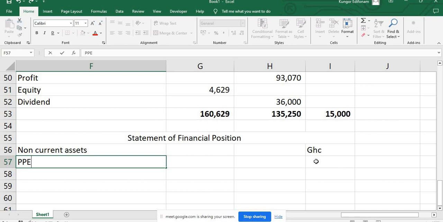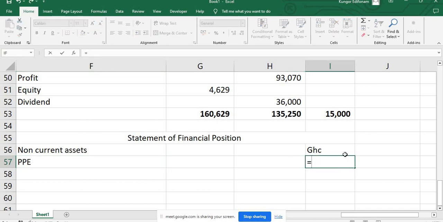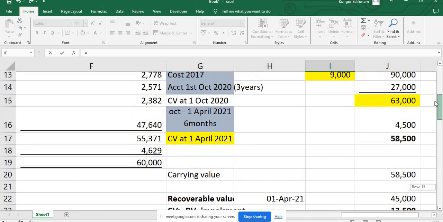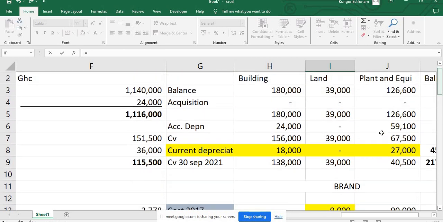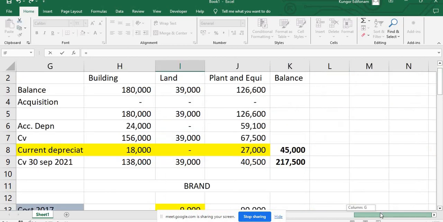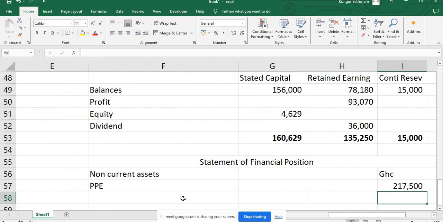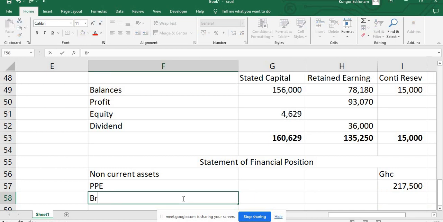So the PPE, we are going for the PPE figure. The PPE figure is here. So this is the PPE figure. We've gone for it. Alright, so we've gone for the PPE. So the next thing we'll go for is the brand.